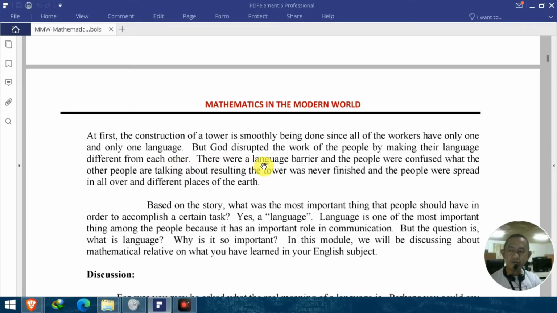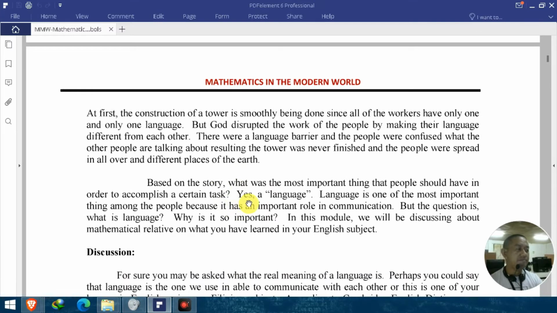That is what they call a language barrier. There was a language barrier, and the people were confused about what the others were saying, resulting in the tower never being finished, and the people were spread all over different places of the earth. So the Tower of Babel was not finished. Based on the story, the important thing people need in order to accomplish a task is a language. For example, if you have an assignment in your class, but you have different languages, then you cannot understand each other.